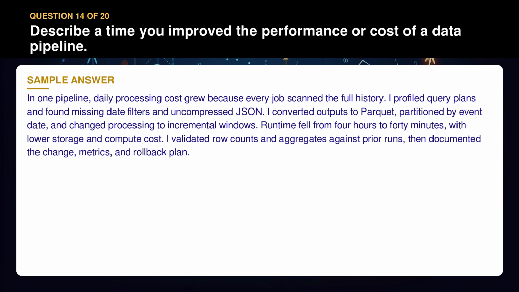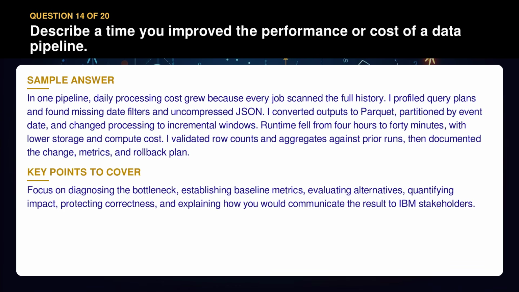Runtime fell from 4 hours to 40 minutes, with lower storage and compute cost. I validated row counts and aggregates against prior runs, then documented the change, metrics, and rollback plan. Focus on diagnosing the bottleneck, establishing baseline metrics, evaluating alternatives, quantifying impact, protecting correctness, and explaining how you would communicate the result to IBM stakeholders.